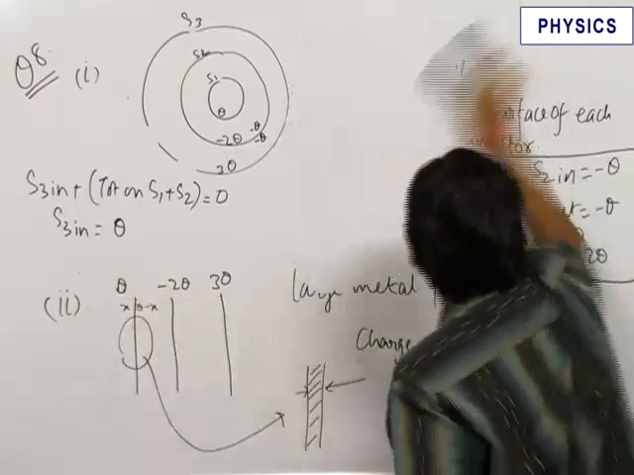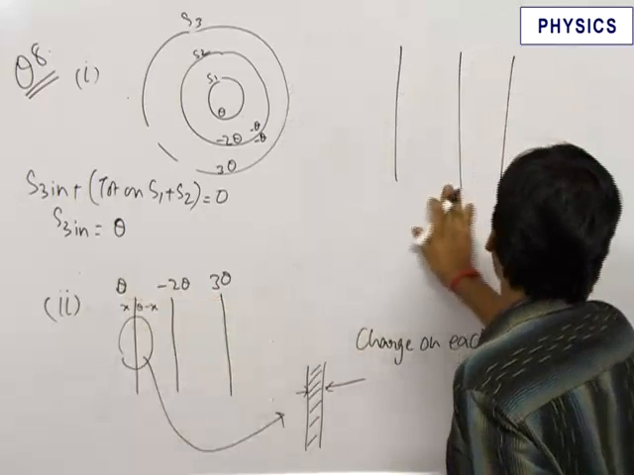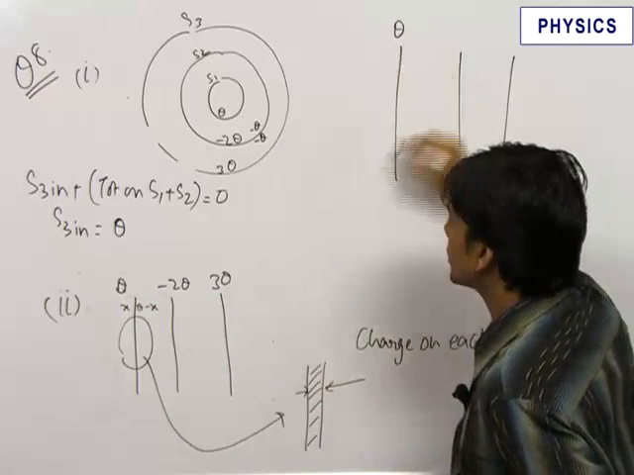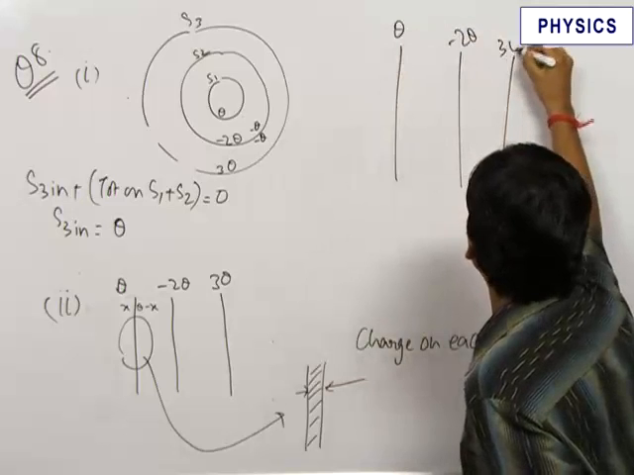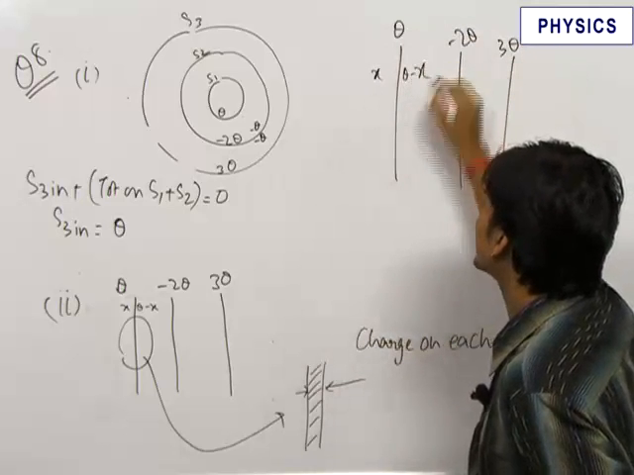Let me write it clearly over here. We have three plates, three identical plates. The total charge on this one is q, this one is minus 2q, and this one is 3q. Let the charge on the left surface of this first plate be x, so the right surface will be q minus x.